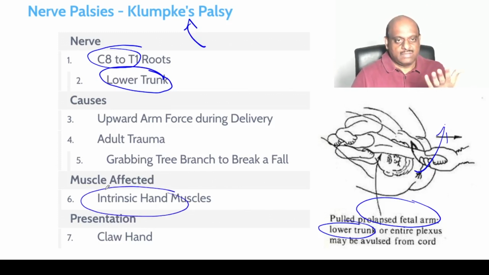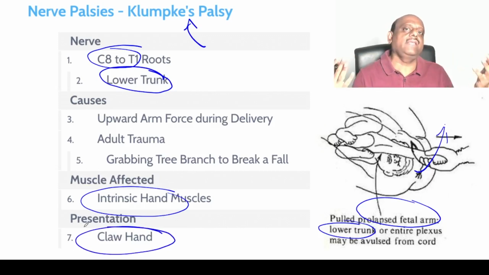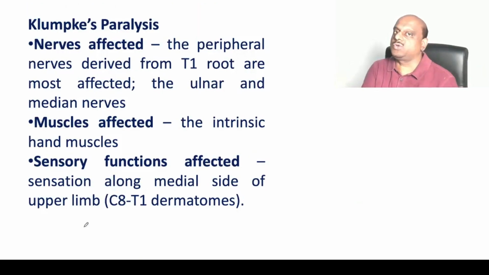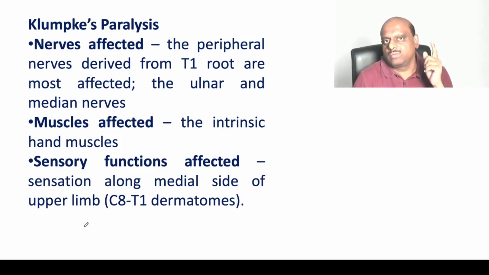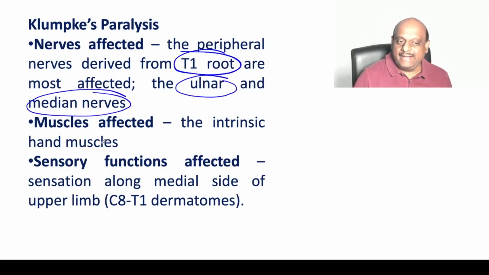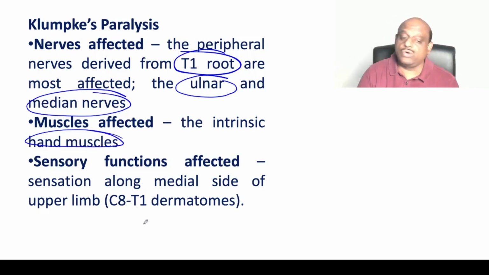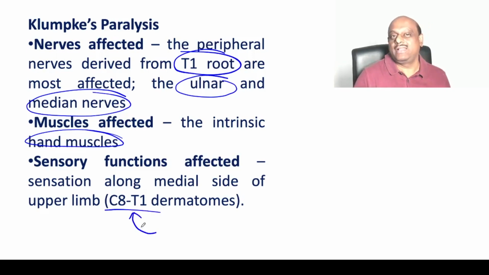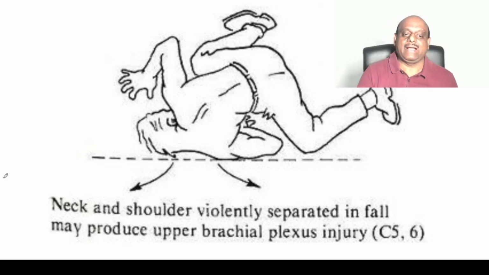And all these lower roots supply our intrinsic hand muscles. That is the reason claw hand typically happens whenever there is a Klumpke's paralysis, is what I want to underscore to all of you. Once more, tell me, what is the nerve which is affected in Klumpke's? It is the T1 root most affected, and ulnar and median get affected. The intrinsic hand muscles get affected, and that is the reason for the sensory loss, because C8, T1 are involved, it is along the medial side of the upper limb is what you need to basically remember.